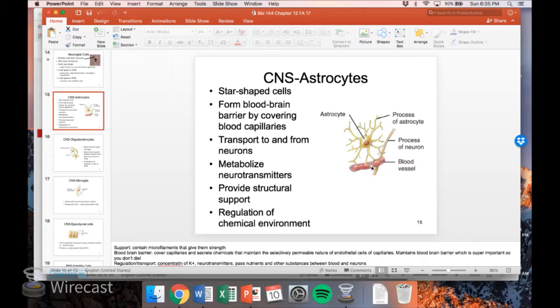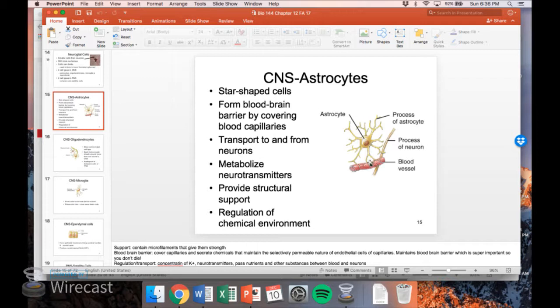So what we just talked about is how the blood-brain barrier is formed, but the original question was, how is the blood-brain barrier maintained? And the answer to that question is this slide. Astrocytes maintain the blood-brain barrier. They're the ones that help to regulate the chemical environment and ensure that nothing that's not supposed to get through is getting through. So they're very much the gatekeepers from the blood into the brain.